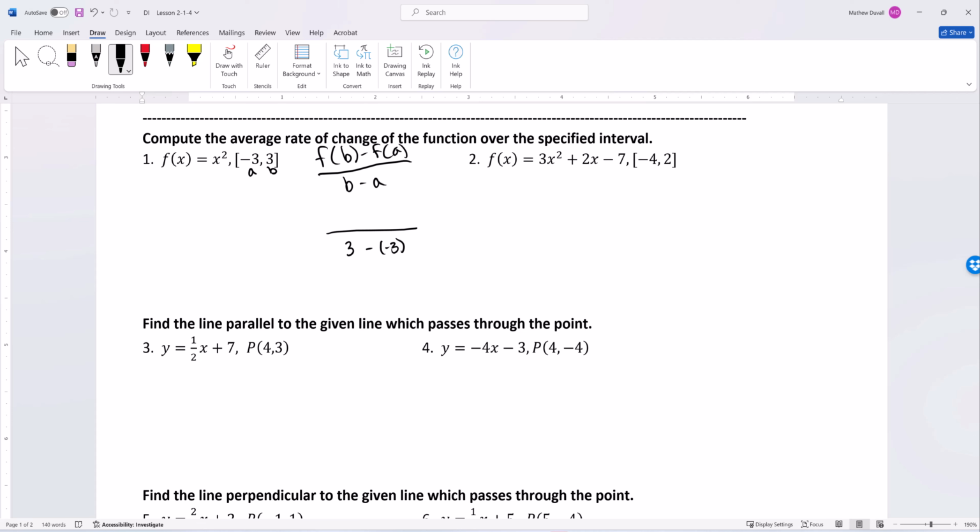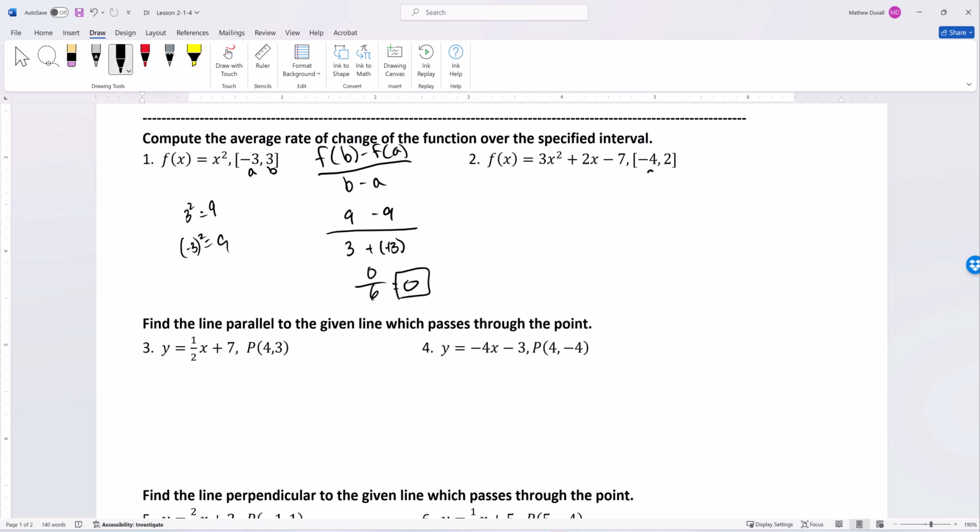Now, f of b means you have to plug that in. So if I plug in 3, so 3 squared, that's 9. And then if I plug in negative 3, that also equals 9. So this would be 9 minus 9 over 3 minus negative 3. So that's going to be 0 over 6, so that's going to be 0. So that's the average rate of change.